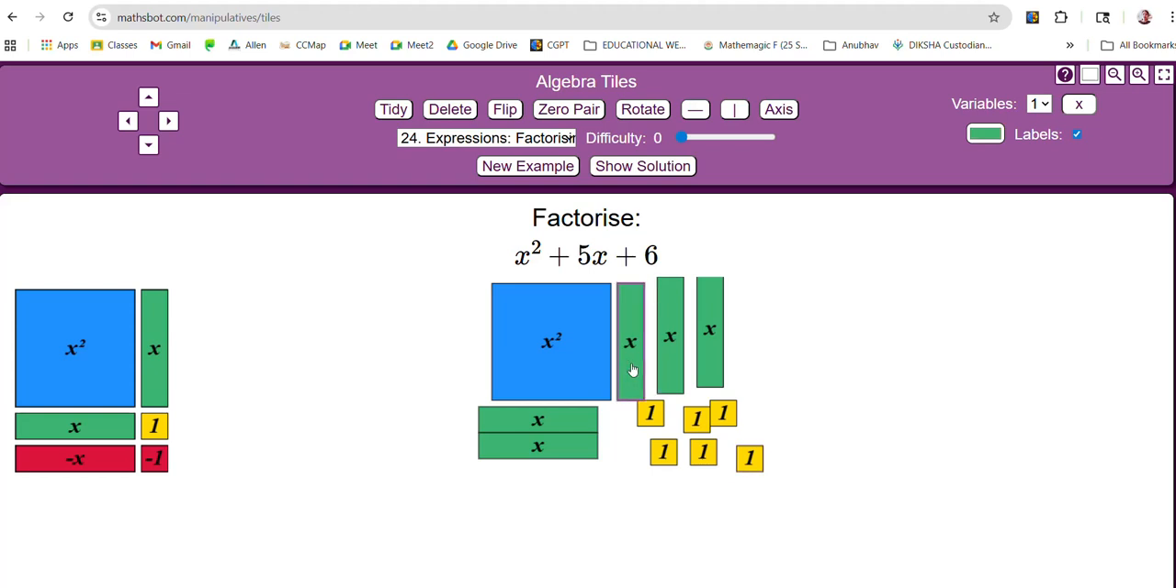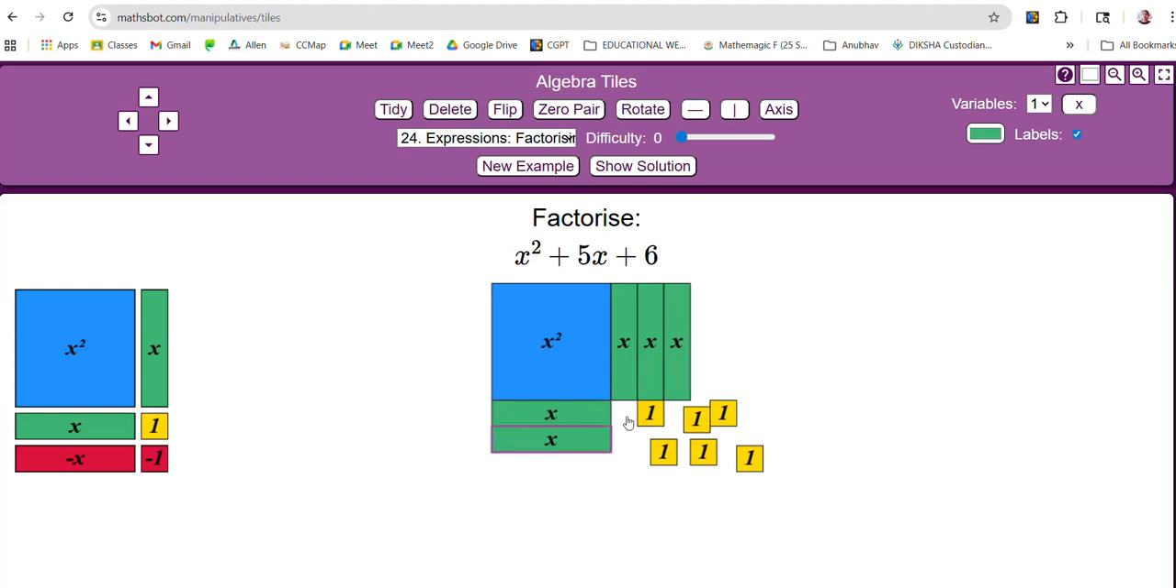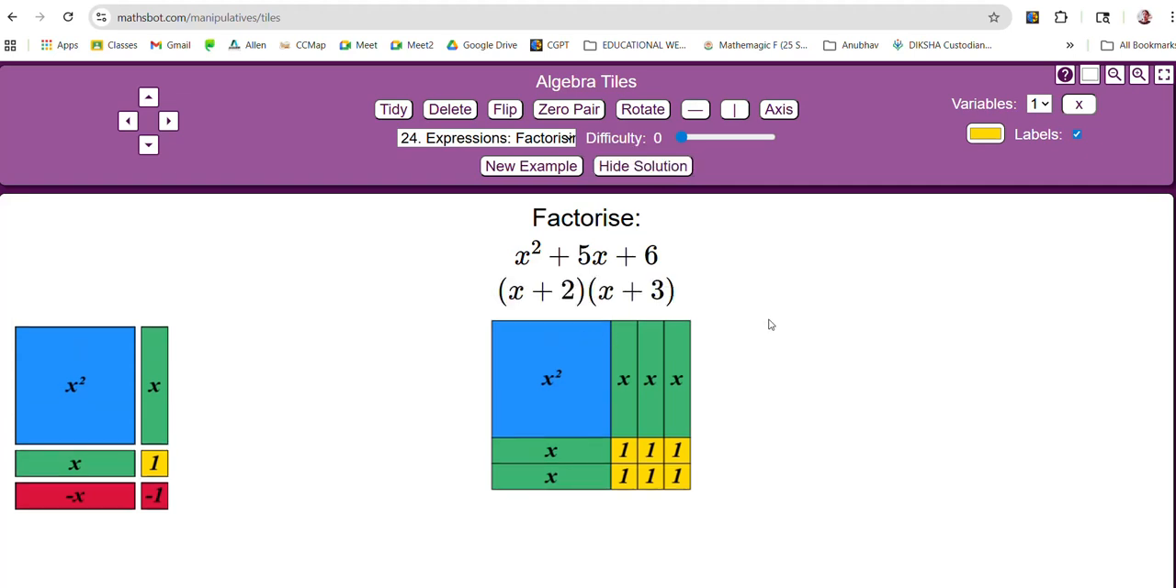Now let's arrange it. So I'm going to arrange these three rectangles having area x like this and another two like this, and now these squares having area 1, I'm going to arrange like this. So now if you see here, the length is x plus 1 plus 1 plus 1, so x plus 3, and this side is x plus 2. So this is x plus 3 into x plus 2. So the factors are x plus 2 and x plus 3.